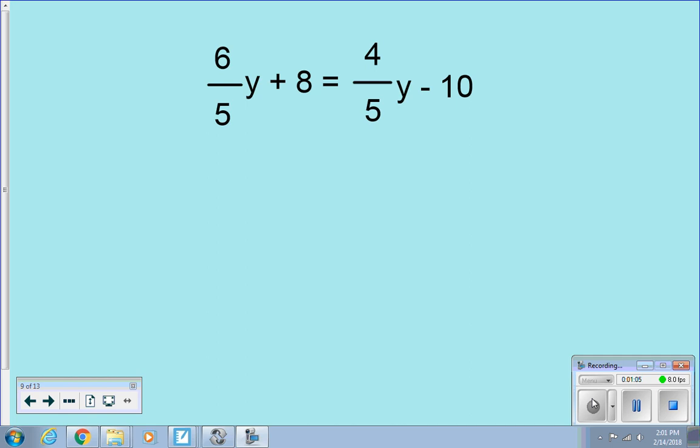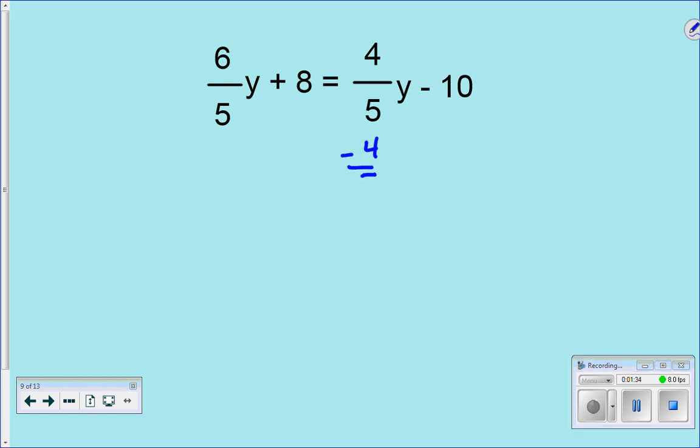4/5 y? Okay, why would you choose that one? So I won't get a negative. You see what she's talking about? If I did this one first, I would get a negative 2/5 y. Who wants to deal with a negative? First, I like to deal with whole numbers. Second, I don't want to deal with fractions too much. Third, I really don't want to deal with negative numbers. So I'm going to minus 4/5 y, getting rid of that from this side.